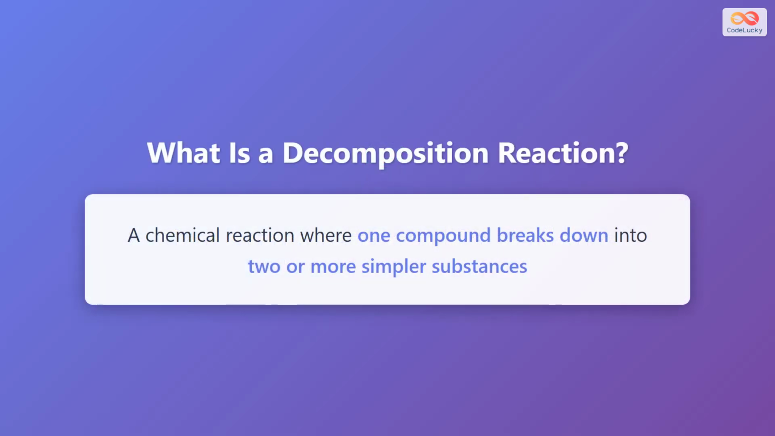A decomposition reaction is a chemical reaction where one compound breaks down into two or more simpler substances. Think of it like taking apart a complex structure into its individual building blocks. In this type of reaction, we start with a single reactant, which is a compound made up of multiple elements bonded together. When this compound undergoes decomposition, the chemical bonds holding it together break apart, resulting in multiple products that are simpler than the original compound.